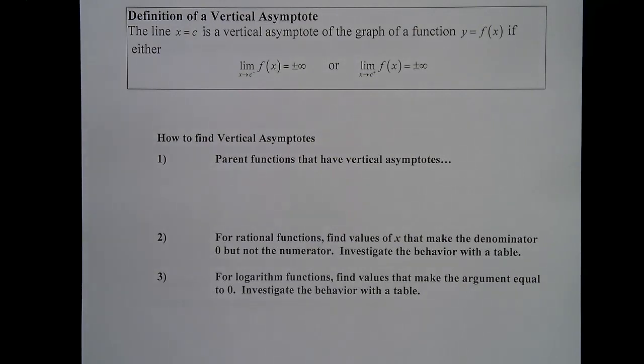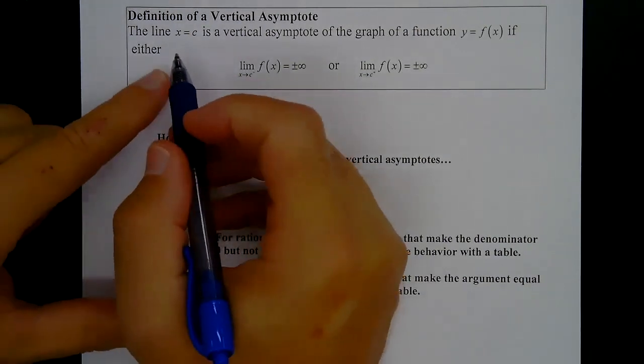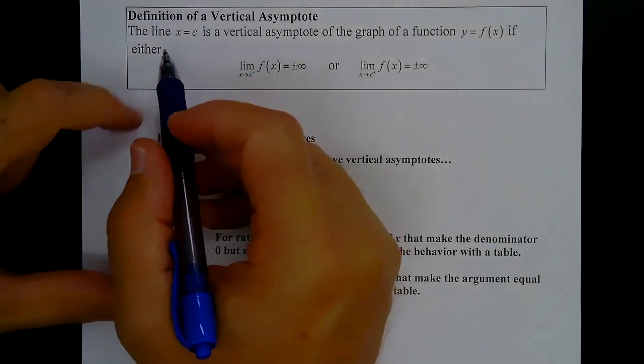Okay, so what is the definition of a vertical asymptote? Well, it actually takes limits. You can't say, oh, there's a vertical asymptote here because it makes the denominator 0. No, that's not the definition of what a vertical asymptote is. I'll mark it wrong, because it's incorrect to think like that.